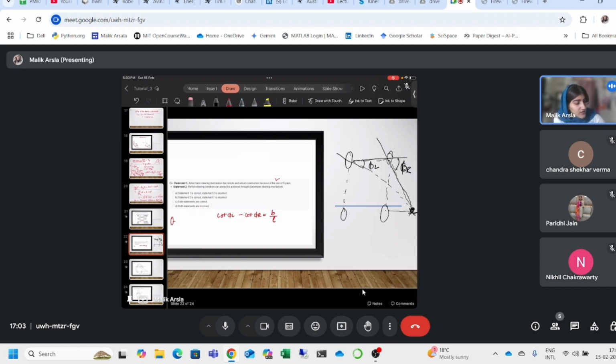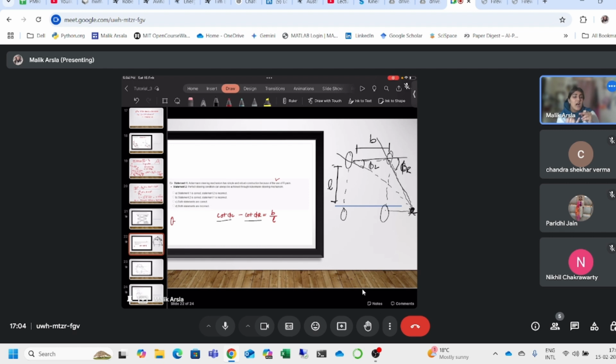So the condition is that cot φL minus cot φR should be B by L. Now B is the length between the two wheels, and L is the length between the front and the rear wheels. So this is L and this is B. These two are fixed. Now this condition should be satisfied every time to have a perfect steering mechanism.